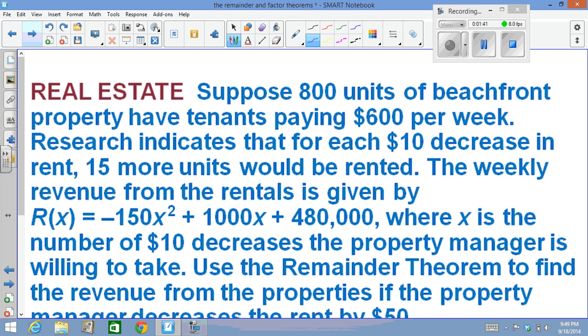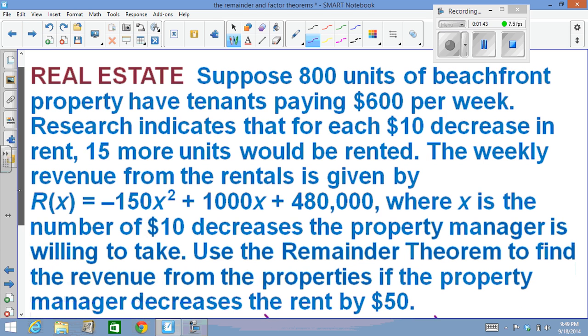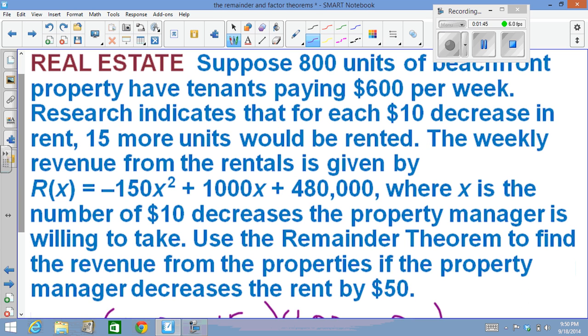I could also, of course, do this with a word problem. What could be more fun? So I have 800 units of beachfront property, and the tenants are paying $600 per week. Research indicates for each $10 decrease in rent, 15 more units would be rented.